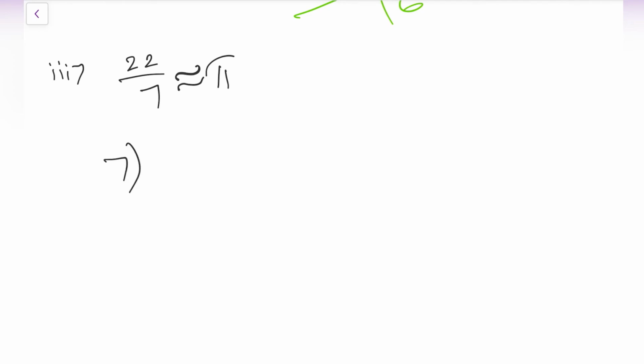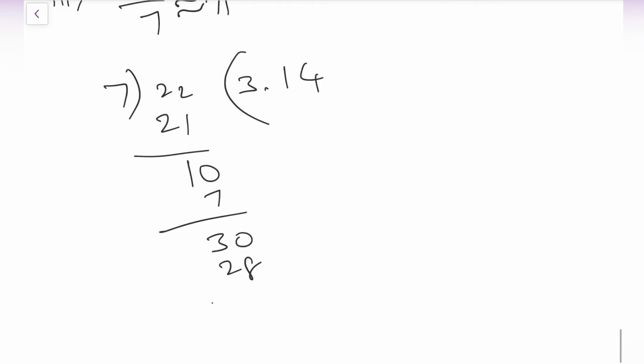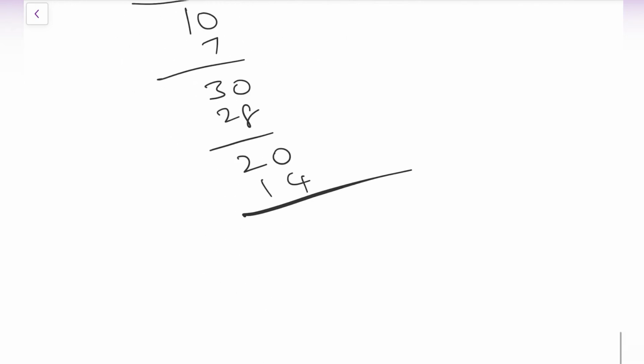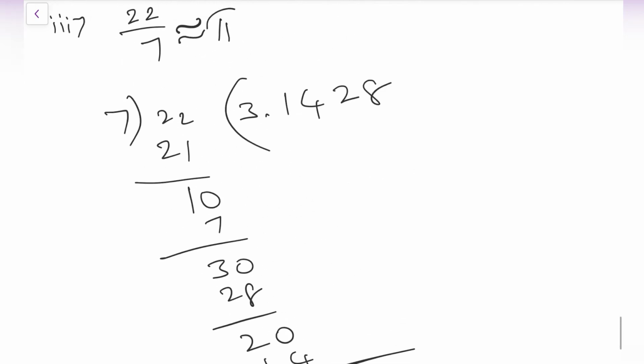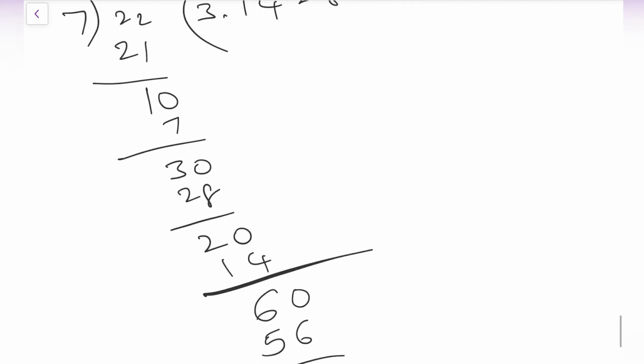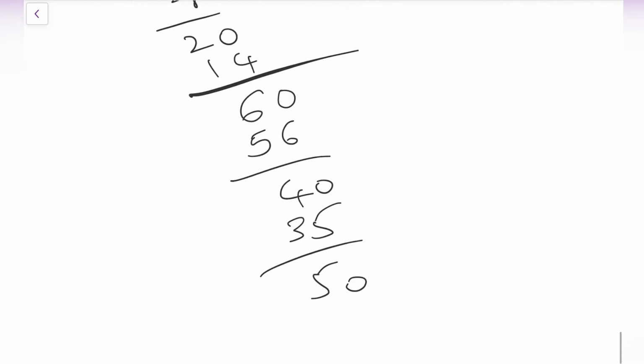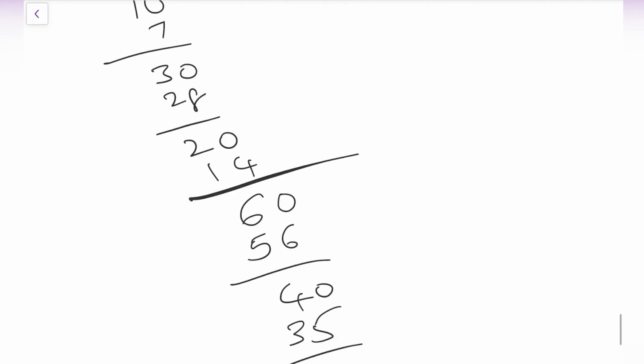So now divide 22 by 7. 3.142857, you remember it. 7 3s are 21, 1 carry here, so 0. 7 1s are 7, 3 carry 0. 7 4s are 28, 2 0 again. 7 2s are 14, 6 remains, 0 again. 7 8s are 56, 4 again 0. 7 5s are 35, again 5 remains, 0. 7 7s are 49, again 1.